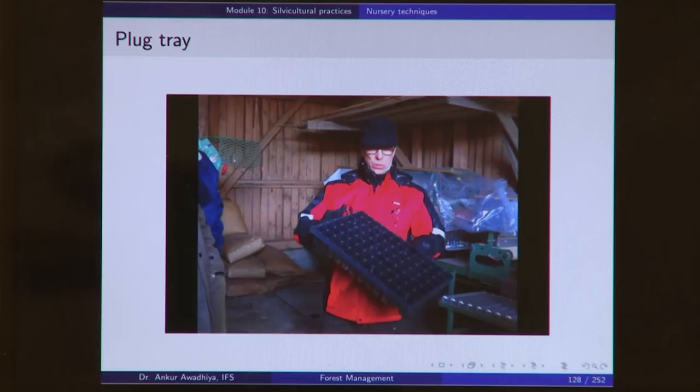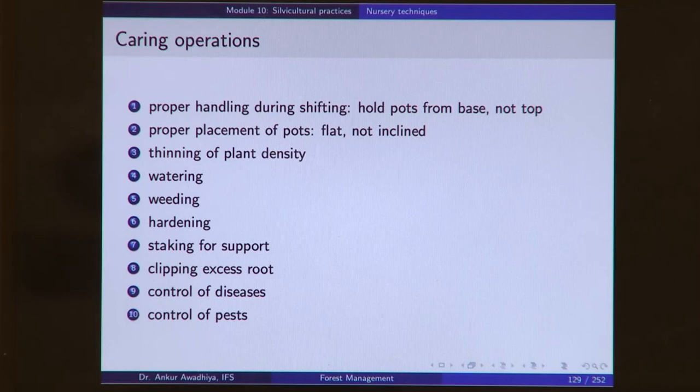And in the case of a plug tray, the machine can be set so that it always adds these seeds at this particular depth. So, this not only reduces the requirement of labor, but it also ensures maintenance of quality. Now, once you have raised your plants, next you need to care for these plants.